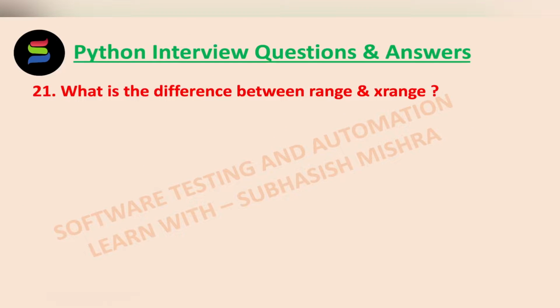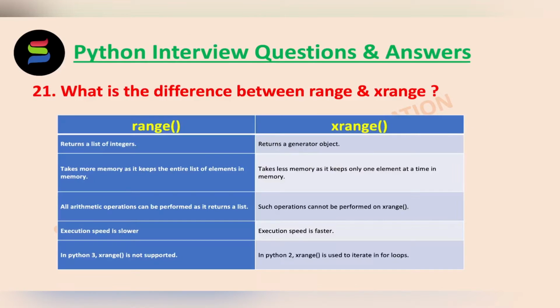What is the difference between range and xrange? Python range and xrange functions are used to generate a list of integers within the given range. These two inbuilt functions are mainly used while dealing with loops, conditional statements and all, where you have to loop or iterate through a list of integers or characters.